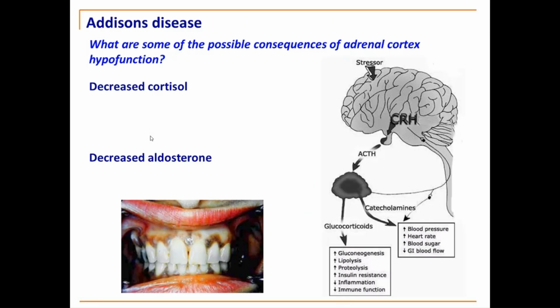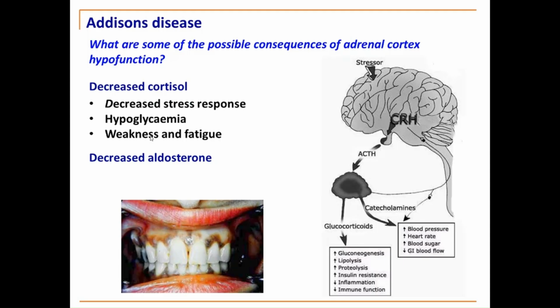So what are some of the possible consequences of adrenal cortex hypofunction, so in Addison's disease? For example, the decreased cortisol and the decreased aldosterone, what can they do? If we're thinking about decreased cortisol, you'll be thinking about a decreased stress response, because remember it's involved in immune and inflammatory responses. You might be thinking about hypoglycemia because cortisol increases blood sugar levels. And you may be thinking about weakness and fatigue as well. And with decreased aldosterone, of course, you're thinking about low blood volume and low blood pressure.